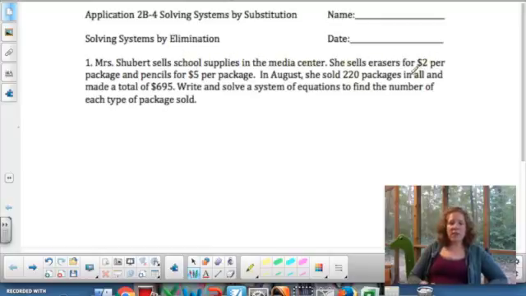She sells erasers for $2 per package. She sells pencils for $5 per package. And then we are told that she sold 220 total packages and $695 was how much money she made.